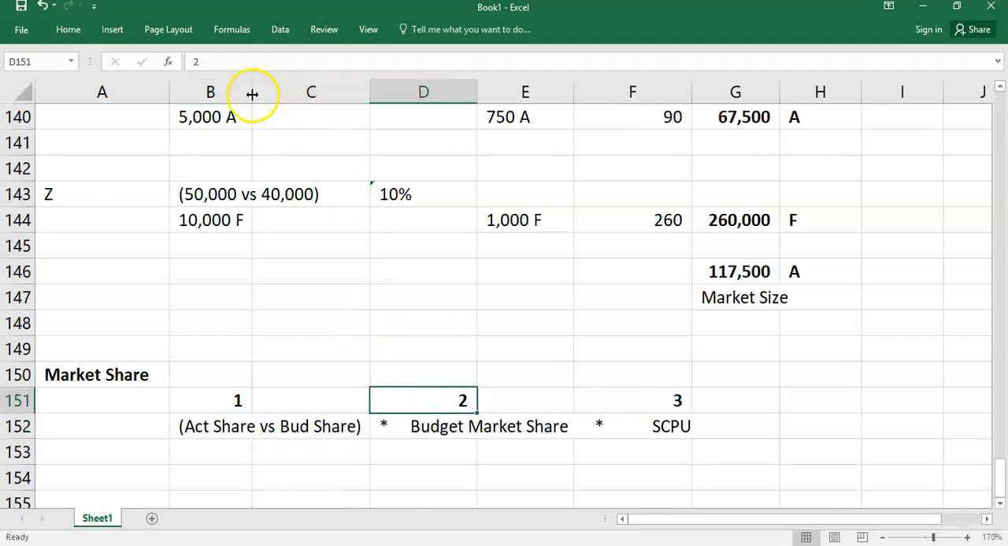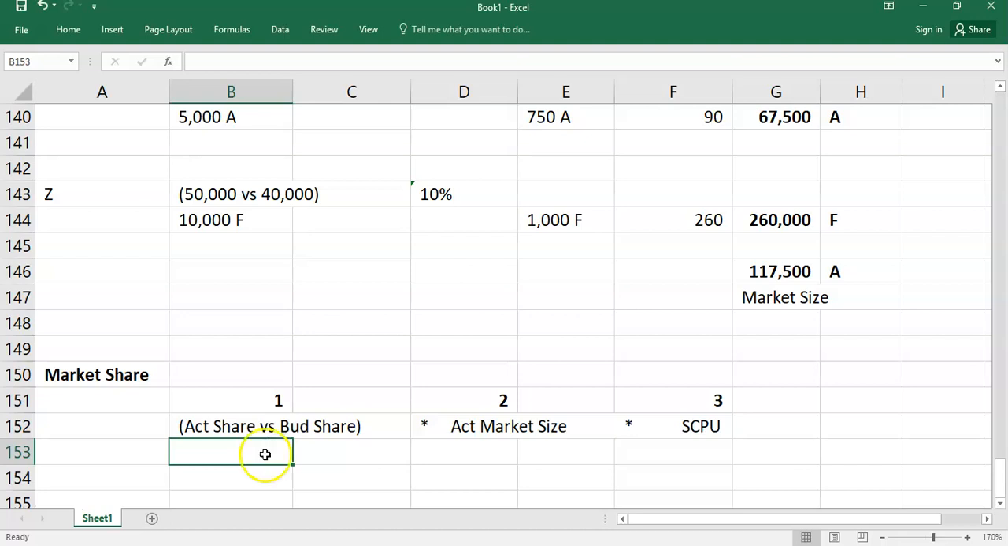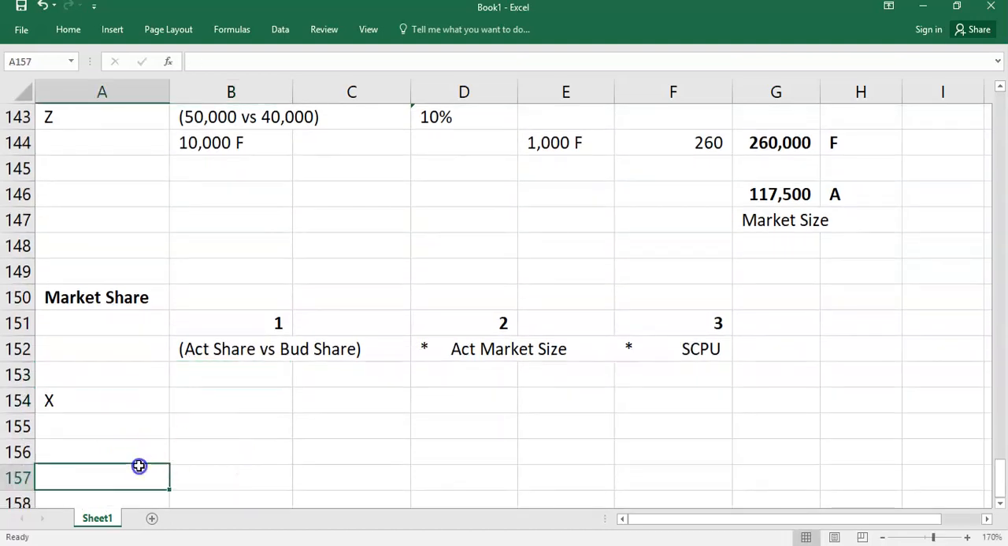What was the actual market share versus the budget? You multiply it by the actual market size. What was the actual size of the industry? And the last one then is contribution per unit. So you kind of do it in reverse. Number 1 now will be percentage. Number 2 will be units.